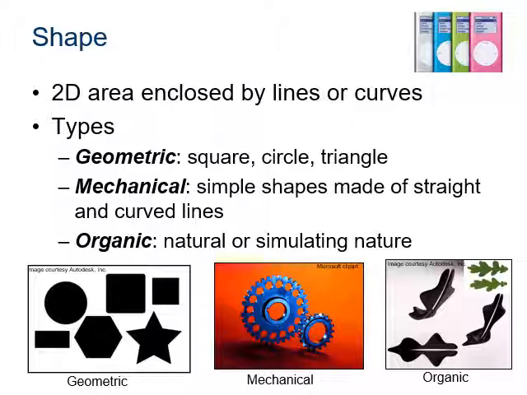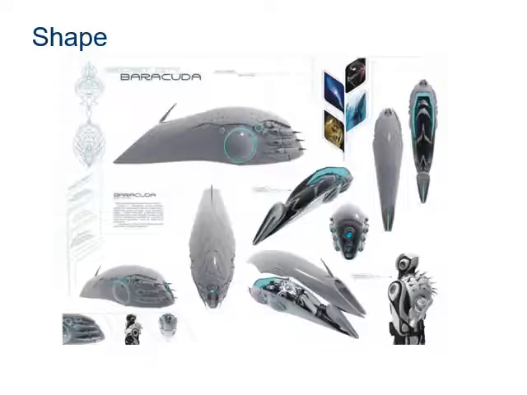Shapes can also be mechanical, like these gears that you see in the bottom and the center, or organic shapes are things that you would expect to see in nature. These are things that look like these leaves that you see at the bottom right. Take a look at this barracuda image here. Would you say it looks more geometric or more mechanical or more organic?